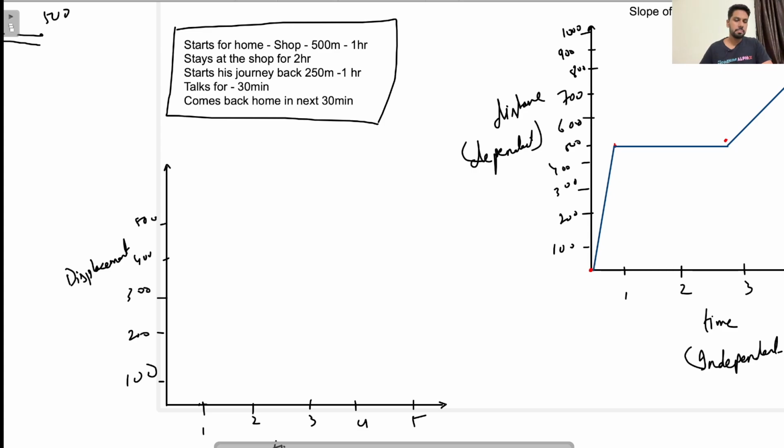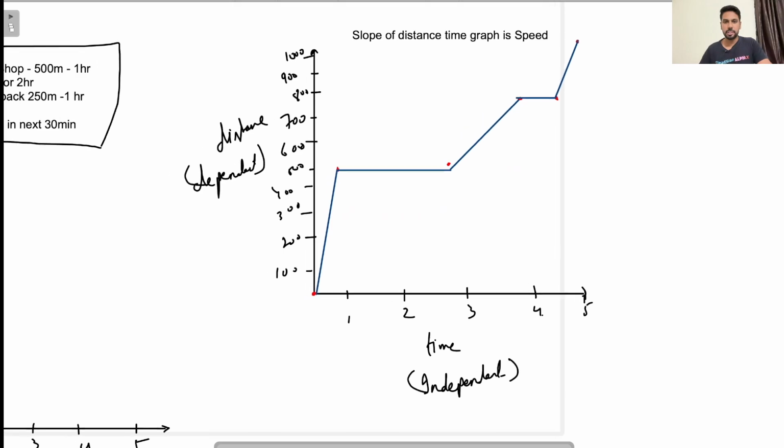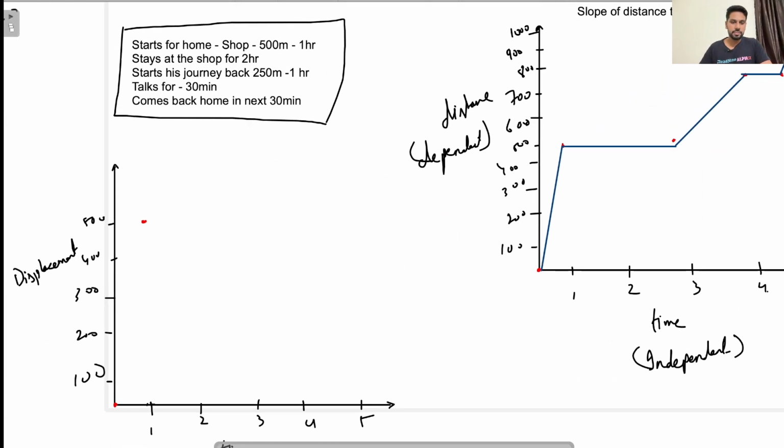At 0 time, I am at 0 point, the origin. Now it takes 1 hour for me to reach 500. Yes, very much similar to my distance time graph. He stays in the shop for the next 2 hours. Very much similar. Now this is where the game changes.